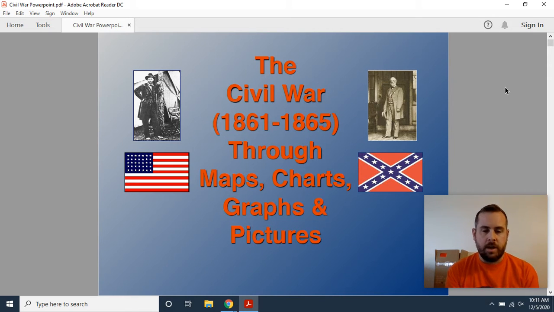This unit that we're in, I call it Unit 5.2. It will run from 1861 to 1877. It covers the Civil War and then the period right after, known as Reconstruction.